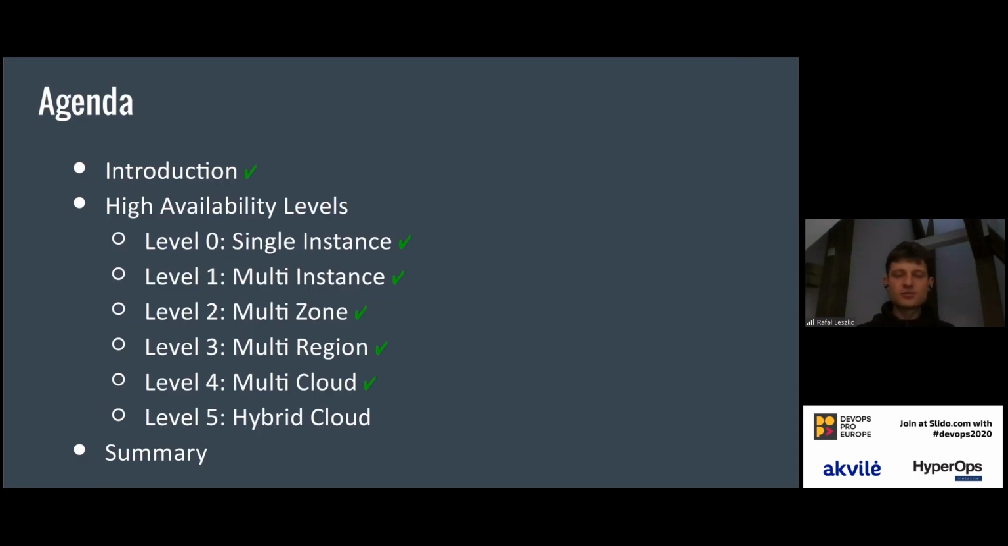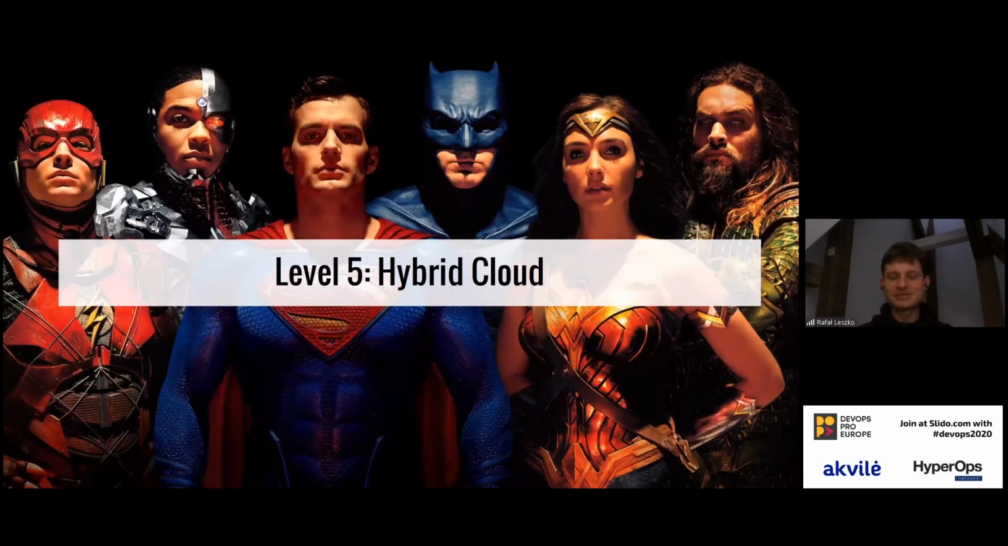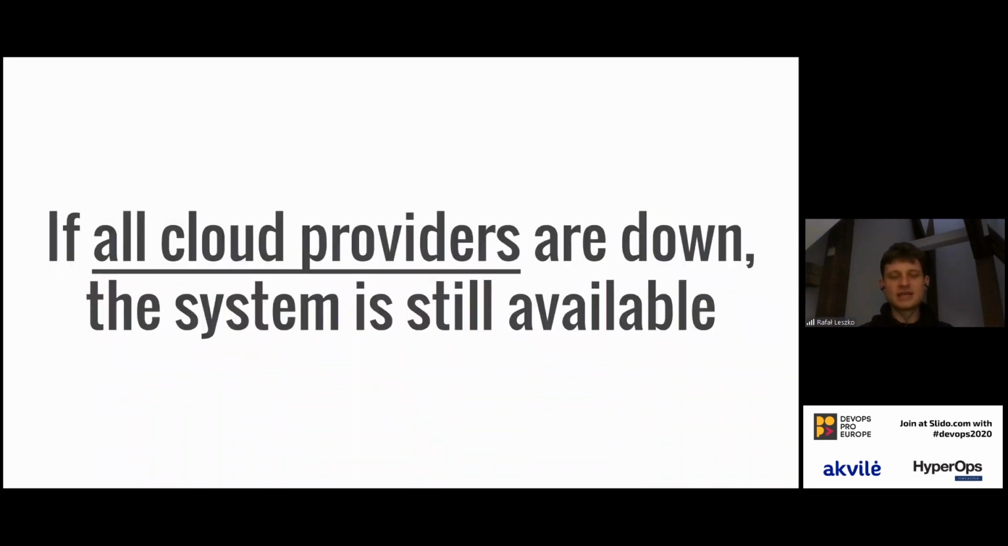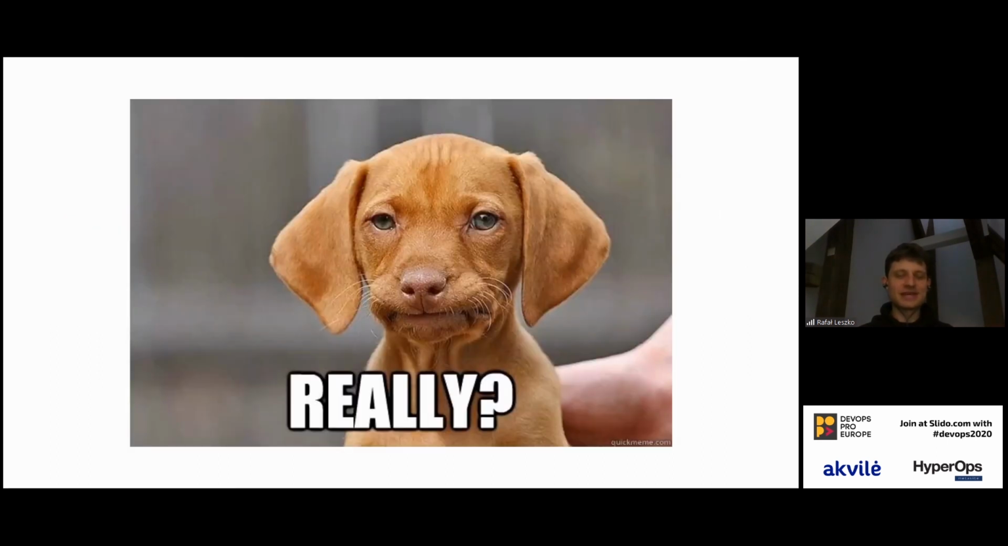And the last for today is hybrid cloud. Some people even say hybrid cloud is the same as multi-cloud, but it's not the same. Hybrid cloud means that part of your infrastructure is on-premise. So we could say, if all cloud providers are down, my system is still available. But you may say, really, is it possible that all cloud providers are down?